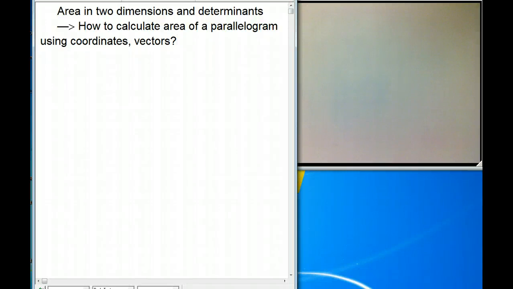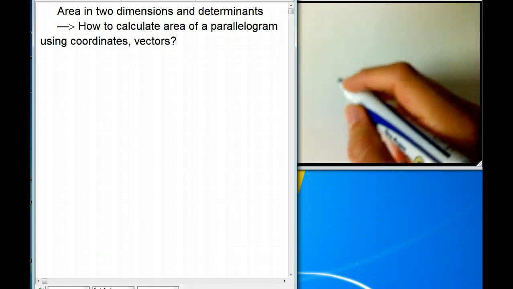This is a lecture on area in 2 dimensions and determinants and how they're related. It's going to be mainly a development of the ideas, and it's going to be different from what you'd see in most books, but it gets to the same endpoint. And I'll do a couple of examples, but it's not focused on calculation. The question is, how do we calculate the area of a parallelogram using coordinates and vectors?